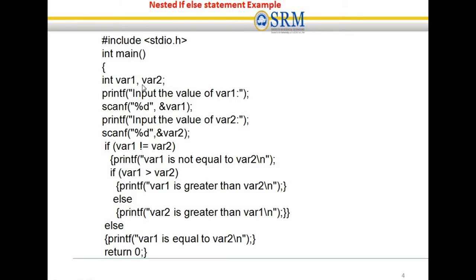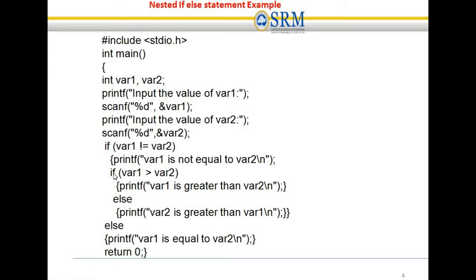I am declaring two variables and I am printing "input the value of variable 1" and getting the variable. Again I am printing "input the value of variable 2", and getting the variable using scanf. If variable 1 is not equal to variable 2, it will print like this.